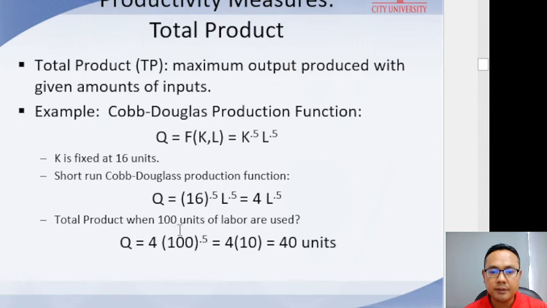So the total product when 100 units of labor are used, we can just calculate Q = 4 times the square root of 100, which is 4 times 10. That means the total product when 100 units of labor are used is equal to 40 units. This is what we can use for the Cobb-Douglas production function.